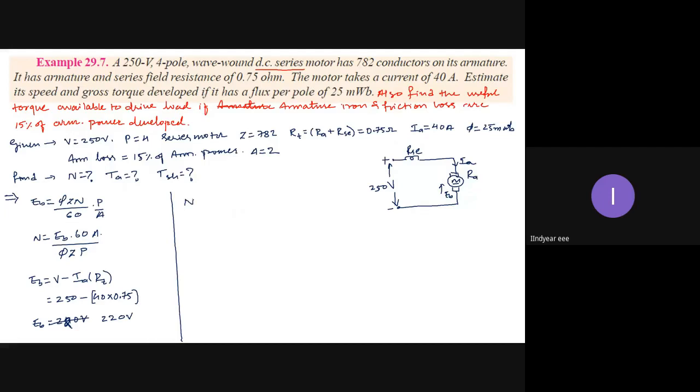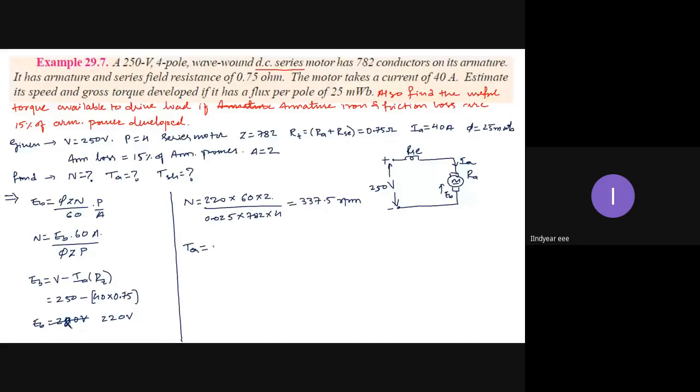Then find N. Speed is equal to 220 into 60 into 2 divided by 0.25 milli means 0.025 into 782 into number of poles are 4, equals 337.5 RPM, not ohms, it is RPM. Okay. So this is the speed.